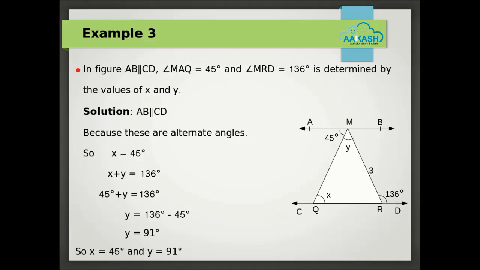Example 3. In the figure, AB is parallel to CD. Angle MAQ is 45 degrees and angle MRD is equal to 136 degrees. Determine the values of x and y. Solution. AB is parallel to CD. Because these are alternate angles, x is equal to 45 degrees. x plus y is equal to 136 degrees. 45 degrees plus y is equal to 136 degrees. y is equal to 136 minus 45 degrees. So, y is equal to 91 degrees. Therefore, x is equal to 45 degrees and y is equal to 91 degrees.